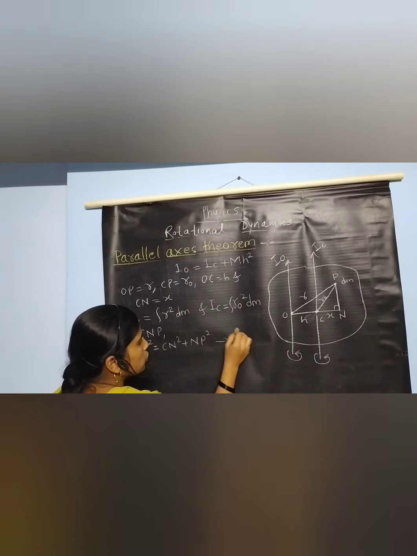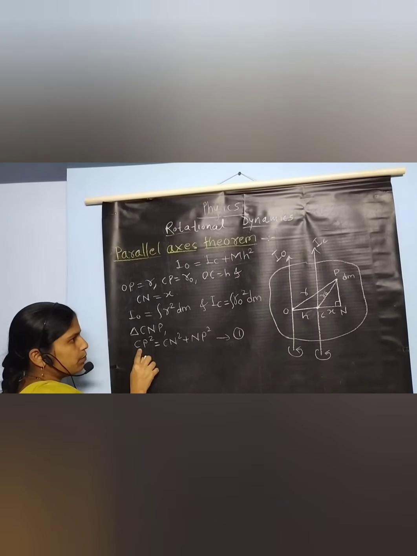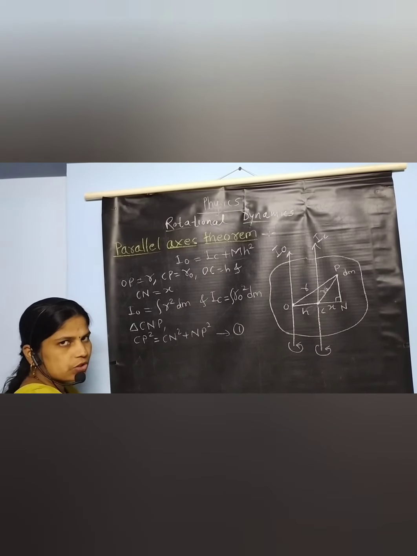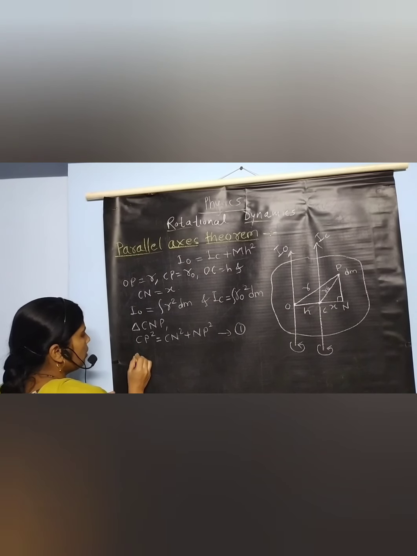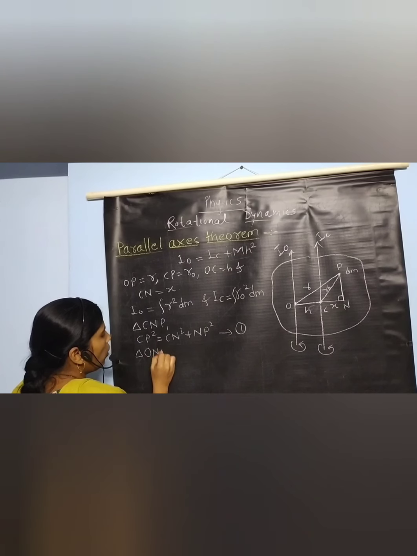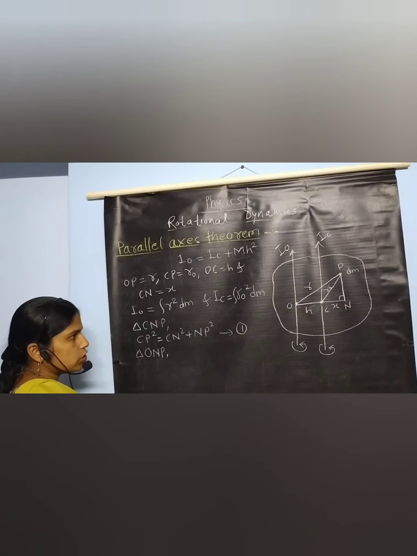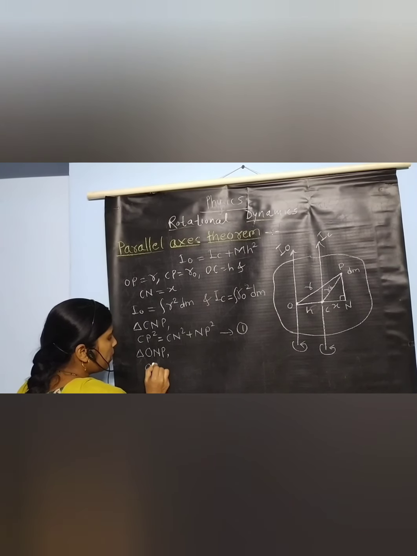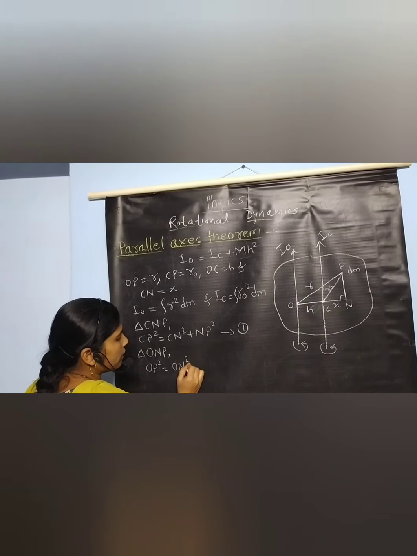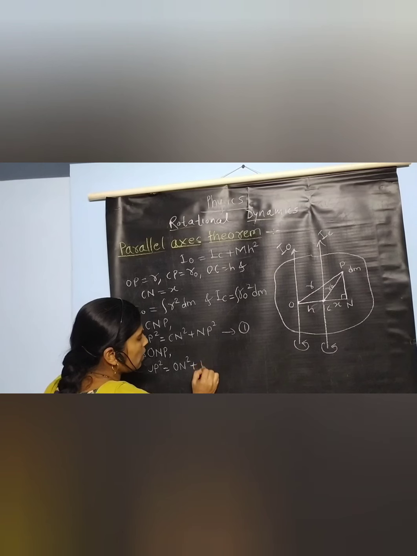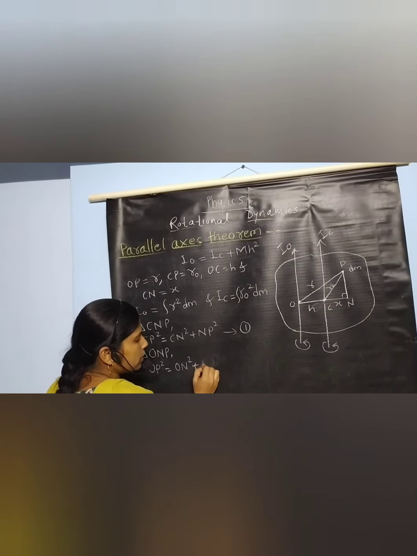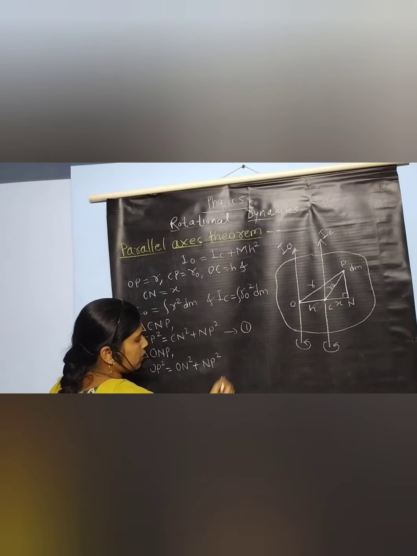This is our equation number 1: CP square is equal to CN square plus NP square. Similarly, in the second right angle triangle, given by ONP, we are getting OP square is equal to ON square plus PN square, or we write here NP square.